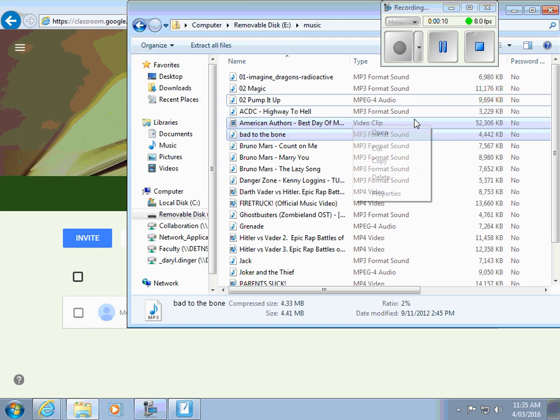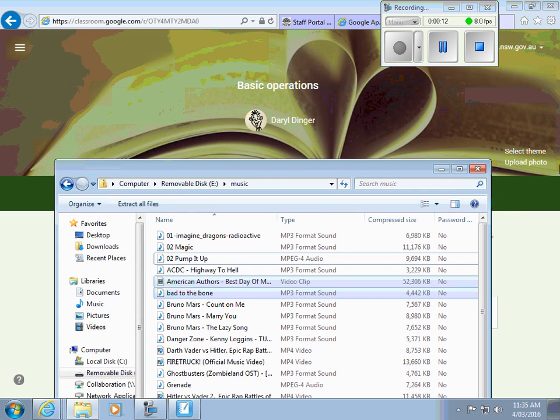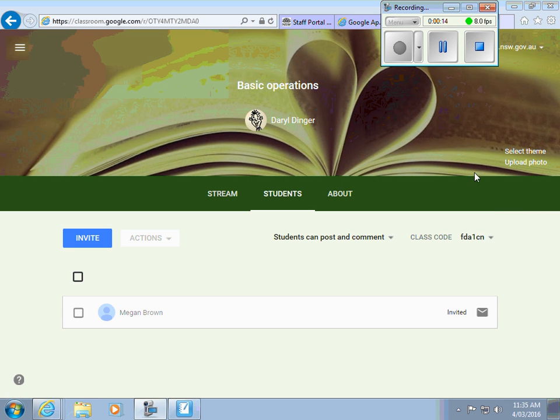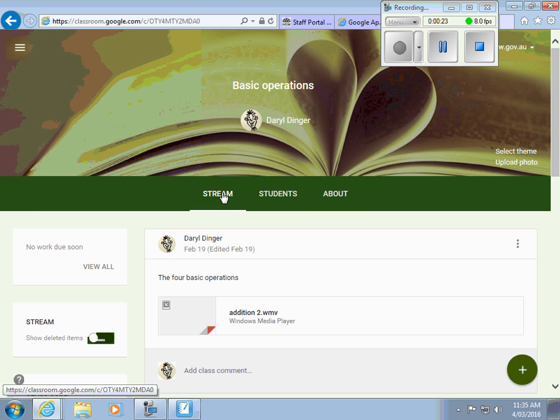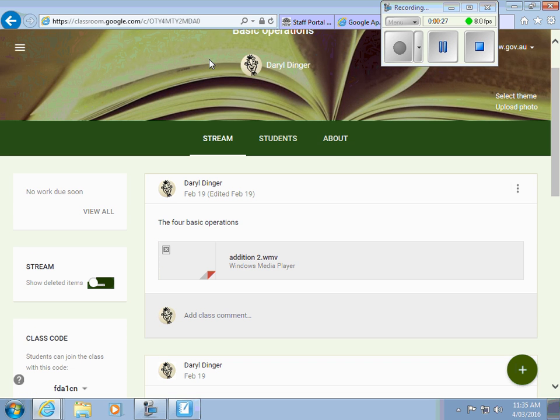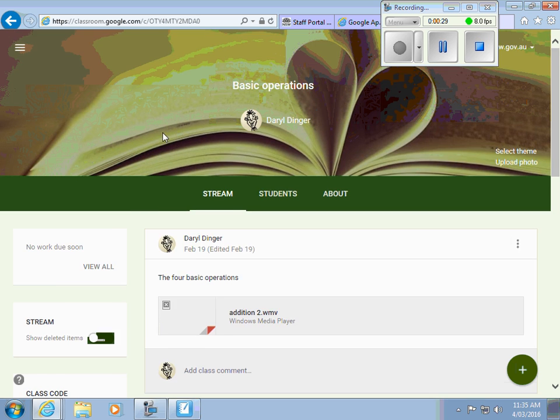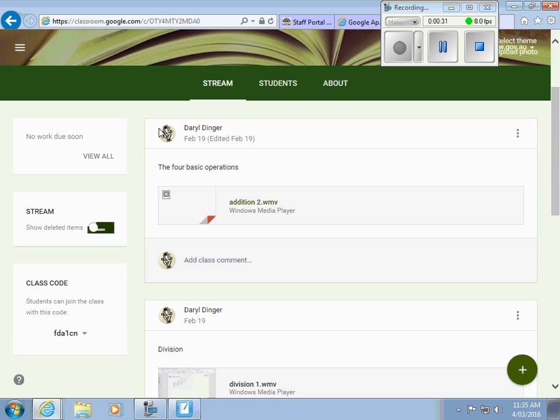We're going to be looking at my Google Classroom today. I'm here with my student, Joel Jackson. This Google Classroom that I've created looks at the basic operations in maths. We're doing this as a revision unit, and the four basic operations.